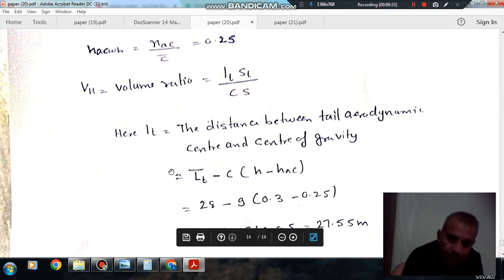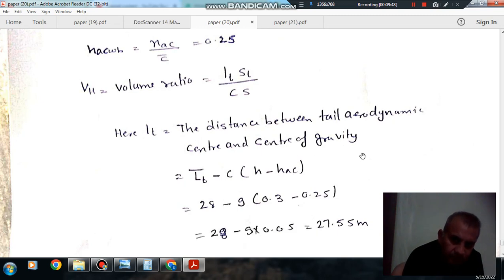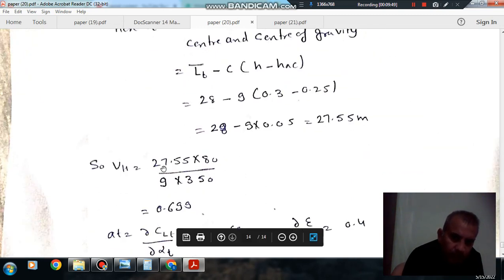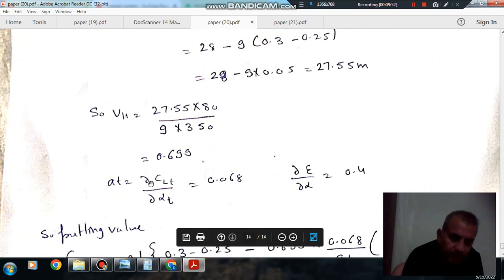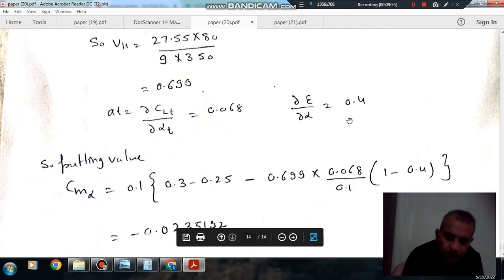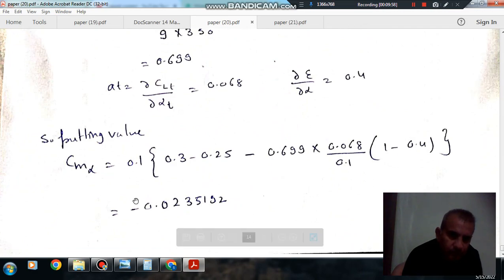Because this L bar is given as the distance between the tail aerodynamic center and the wing aerodynamic center, we can find out l_T. So l_T bar minus C bar times (h minus h_ac), where h is 0.3 and h_ac is 0.25. From this we can find out the distance between the tail aerodynamic center and the center of gravity. Now we can find out V_H, and a_t is 0.068. By putting in these values we can find out Cm alpha.